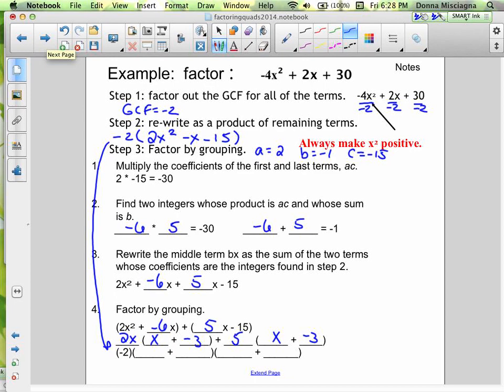All right, so the repeating x minus 3 is one factor. What we pulled out, the 2x plus 5, is another factor. And don't forget the negative 2 that we pulled out right from the beginning. All right, so our expression here is completely factored. We've got three factors: negative 2 times x minus 3 times 2x plus 5. Okay? And this one is in your notes.